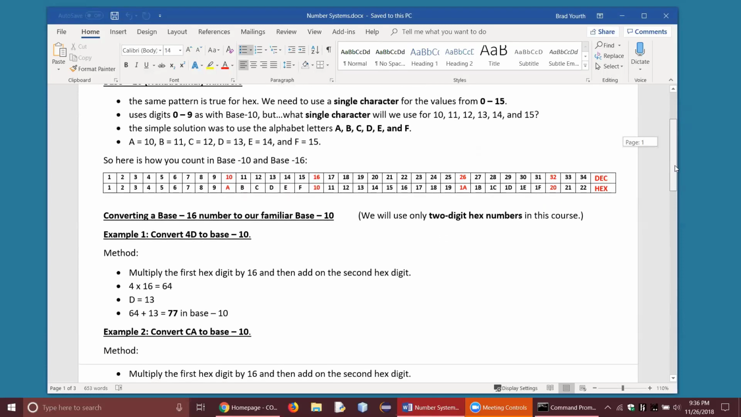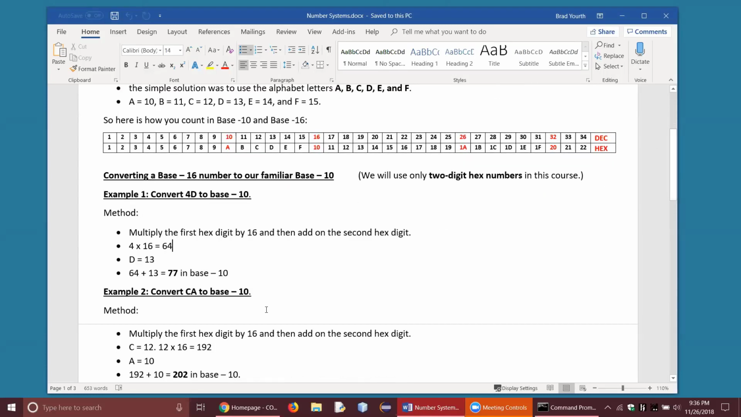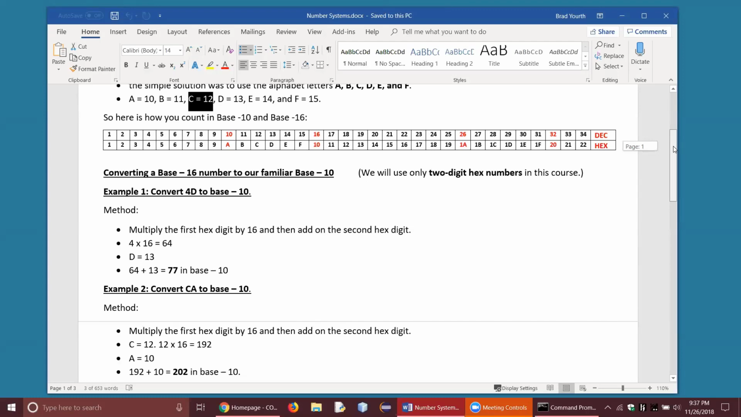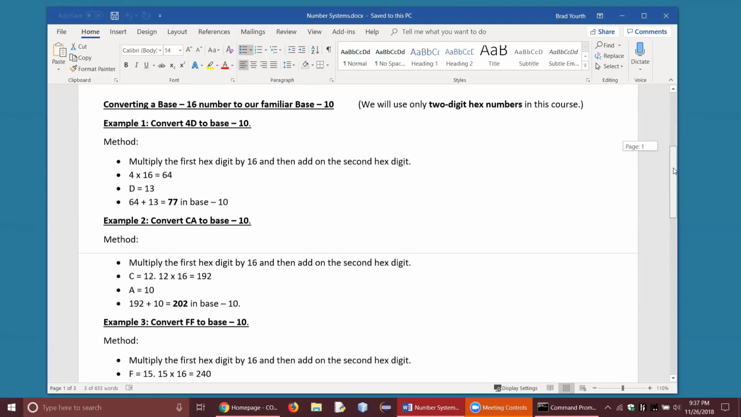Here's another one. CA to base 10. Multiply the first digit by 16 and then add on the second digit. Well, first in this one case, we have to first understand that C means 12, according to our rules up here, right? The way it works. C is 12. So it has to be 12 times 16, which is 192. A is 10. We add that on. We come up with 202. So CA in hex is 202 in base 10. Any question about that? Got one more here.